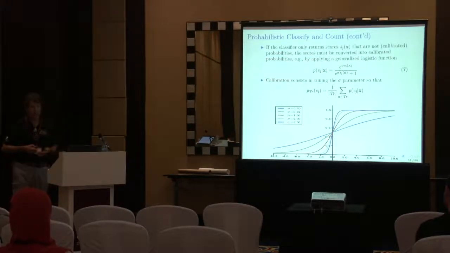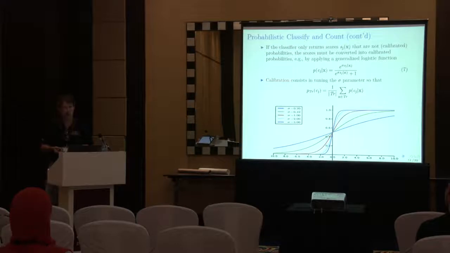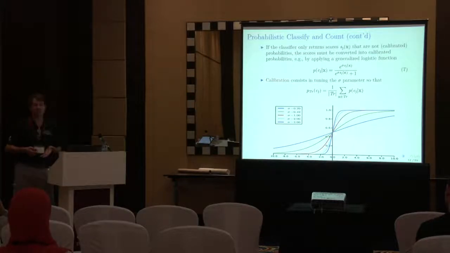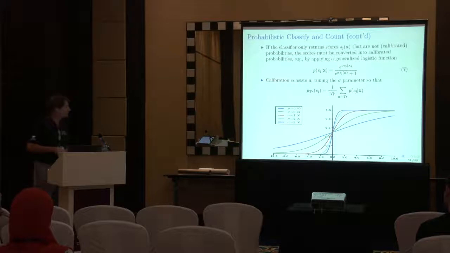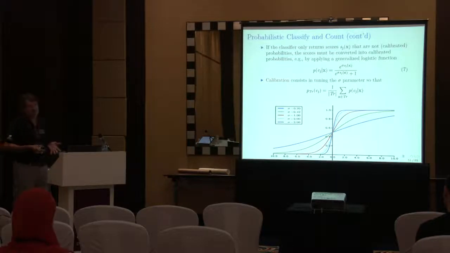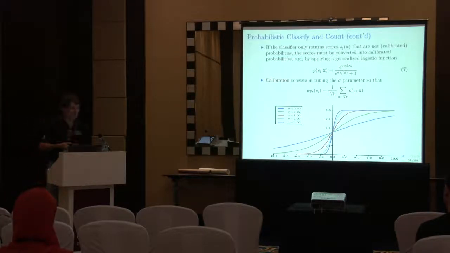Actually, lots of classifiers don't return posterior probabilities. They return scores that are either not probabilities or are not necessarily within the 0-1 range. In this case, you can convert these scores into probabilities, typically by applying a logistic function. The logistic function, for those of you who don't know, has this kind of shape and converts the entire range of real numbers into 0 to 1, and it is a monotonically increasing function, which is the fundamental part.